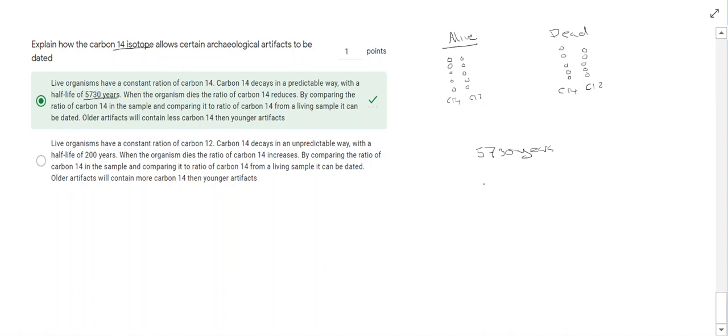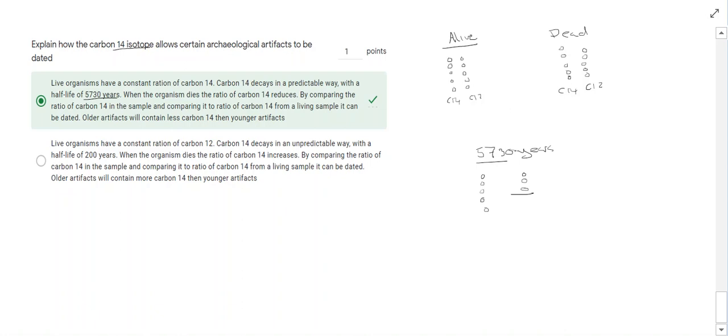It means that if you start off with, let's say, 5 carbon 14s, 1, 2, 3, 4, 5, after 5,730 years there'll only be half of this amount. So you'll have 2.5 carbon 14s. So you can use this as a way to date a particular object.